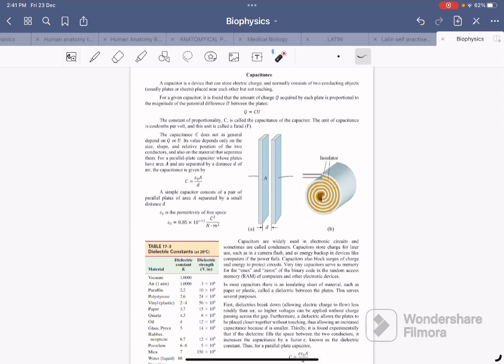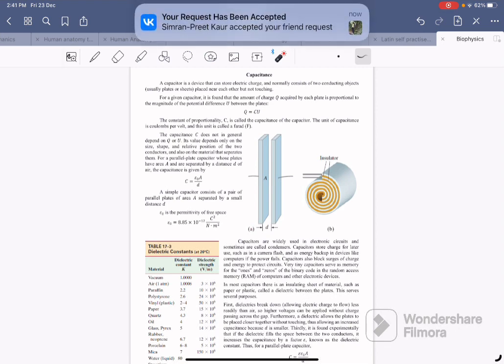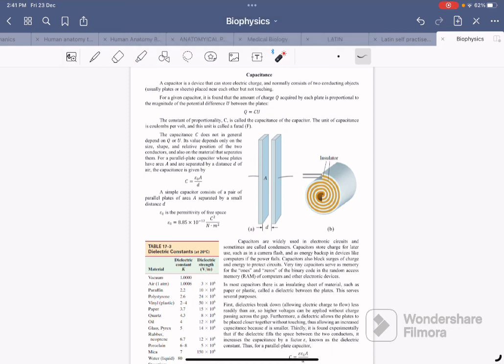Okay, charge. How can you find the value of capacitance when given a charge and this potential difference? What does it denote? In general, capacitance depends on the charge and potential difference.